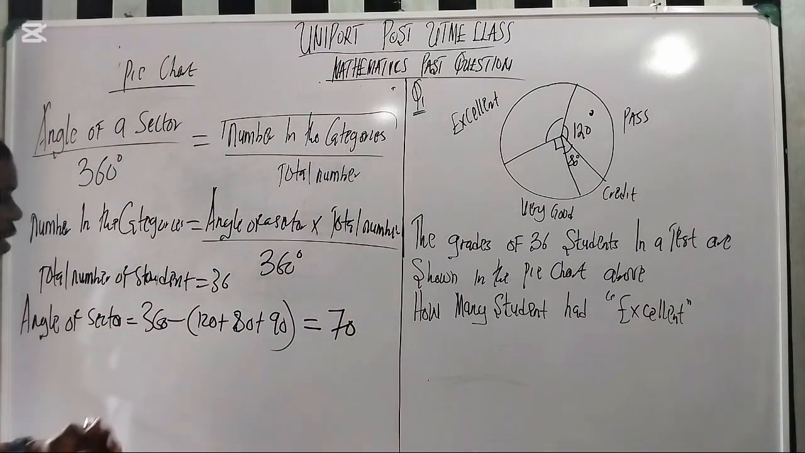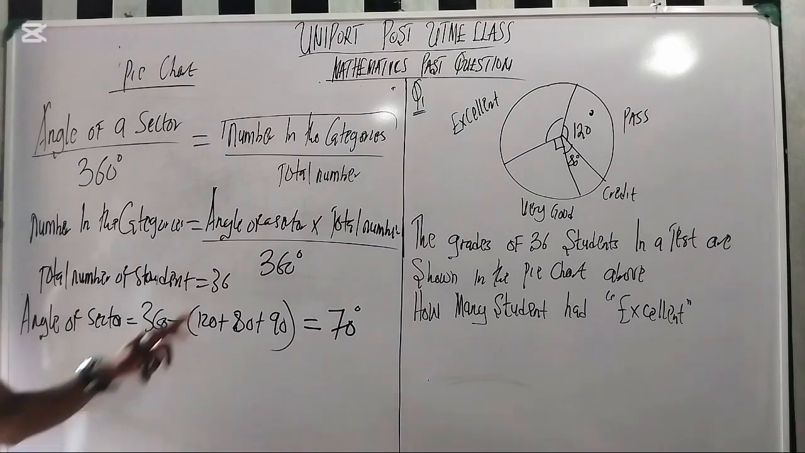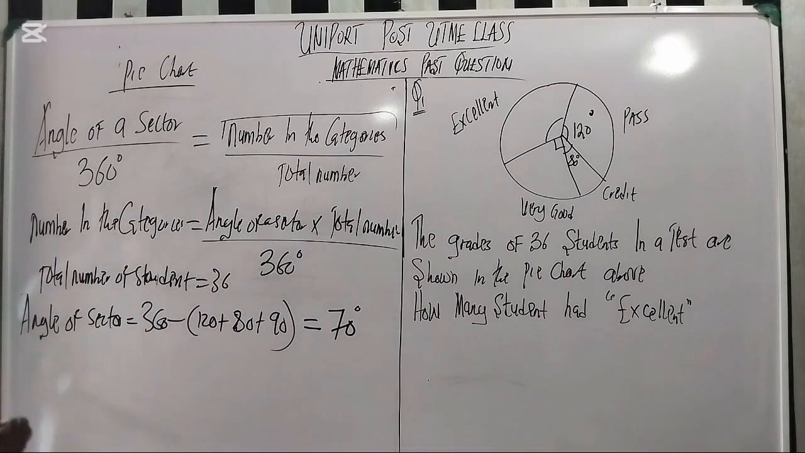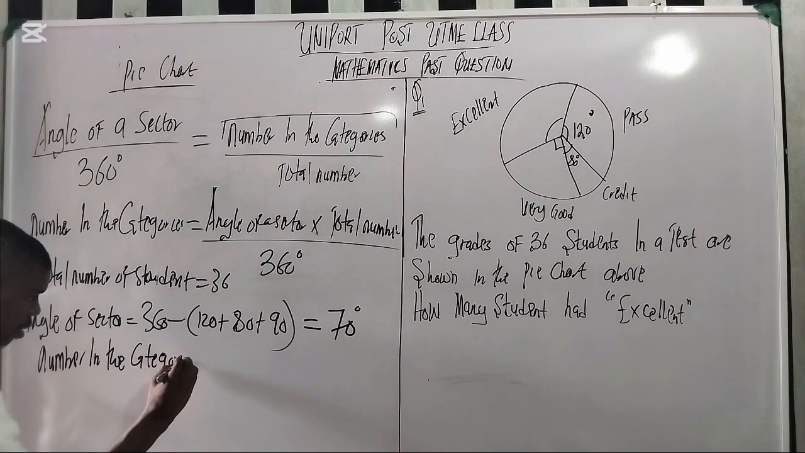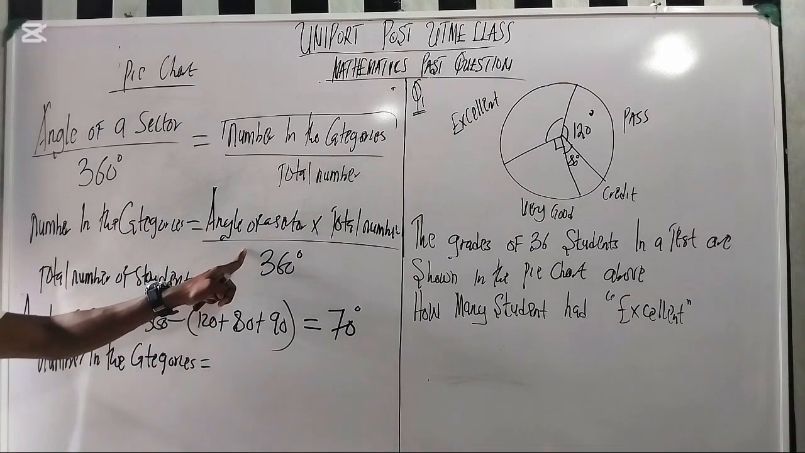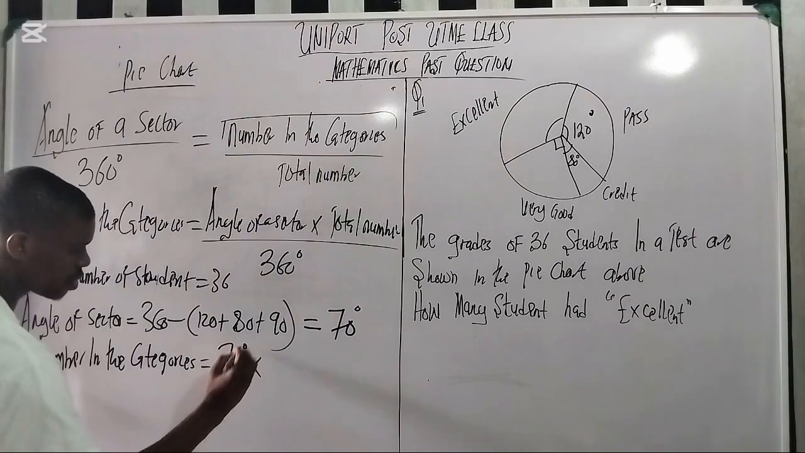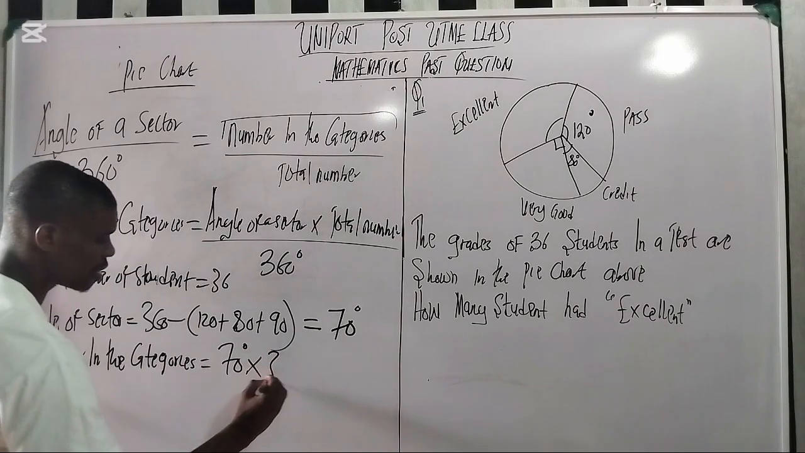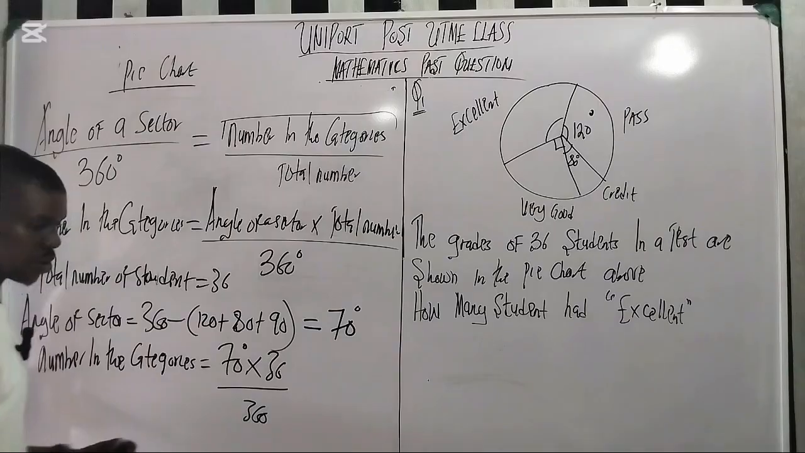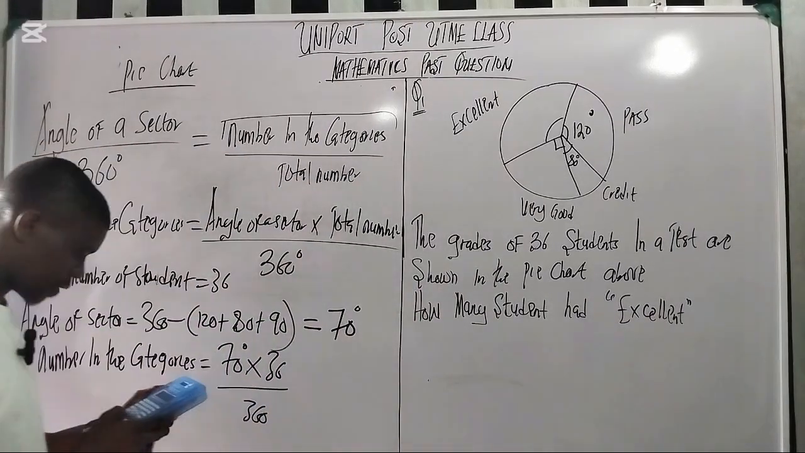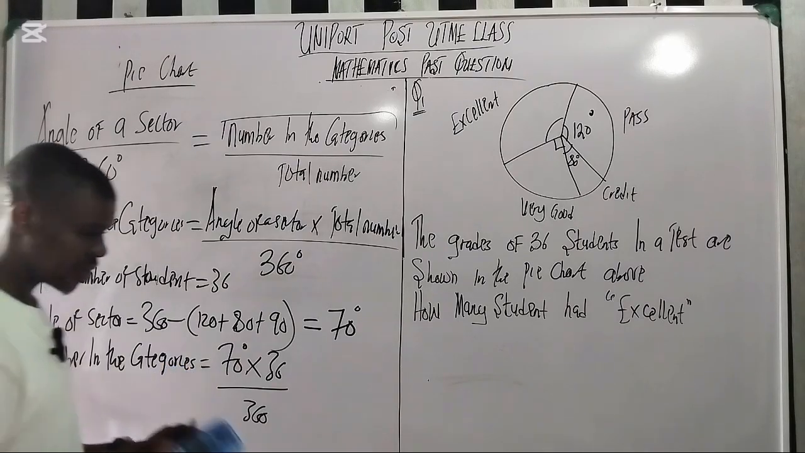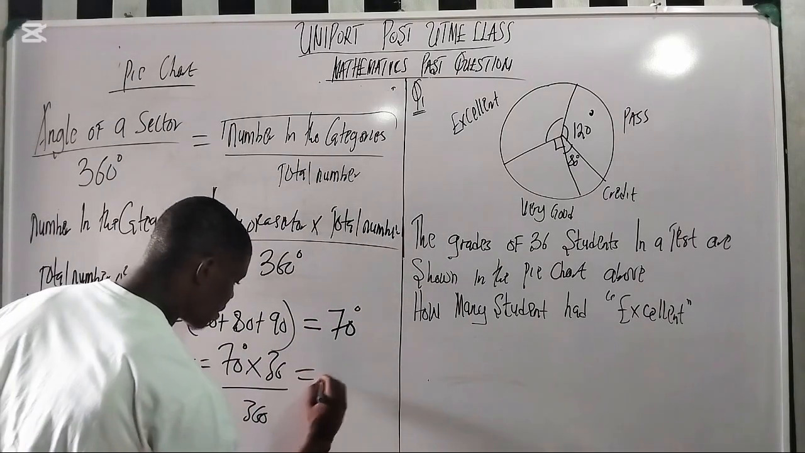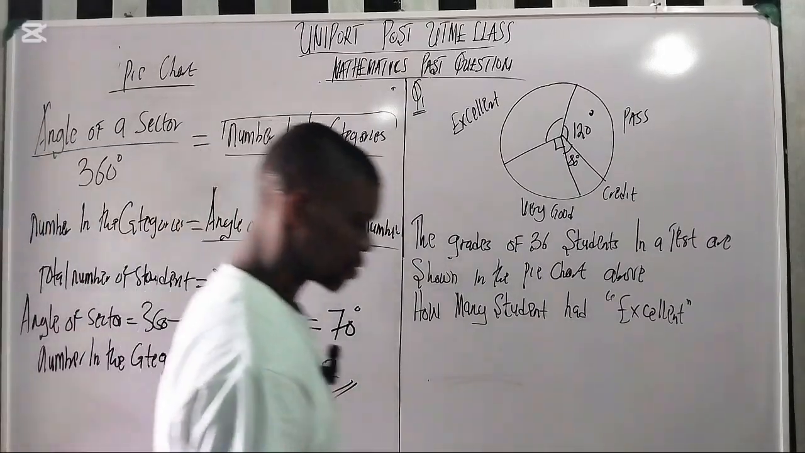So now the angle is 70 degrees, from calculation. Here you have 360. So the number in the category is the angle, 70 degrees, times the total number, which is 36, over 360. So it is going to be 70 times 36 divided by 360. Here we have 7. So 7 is the answer.